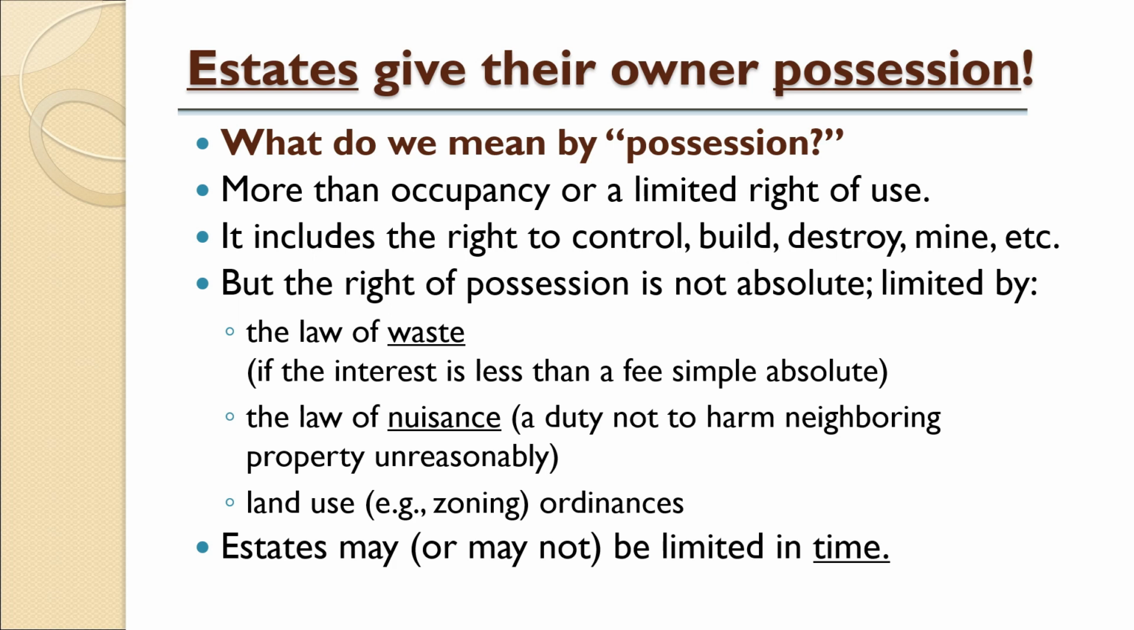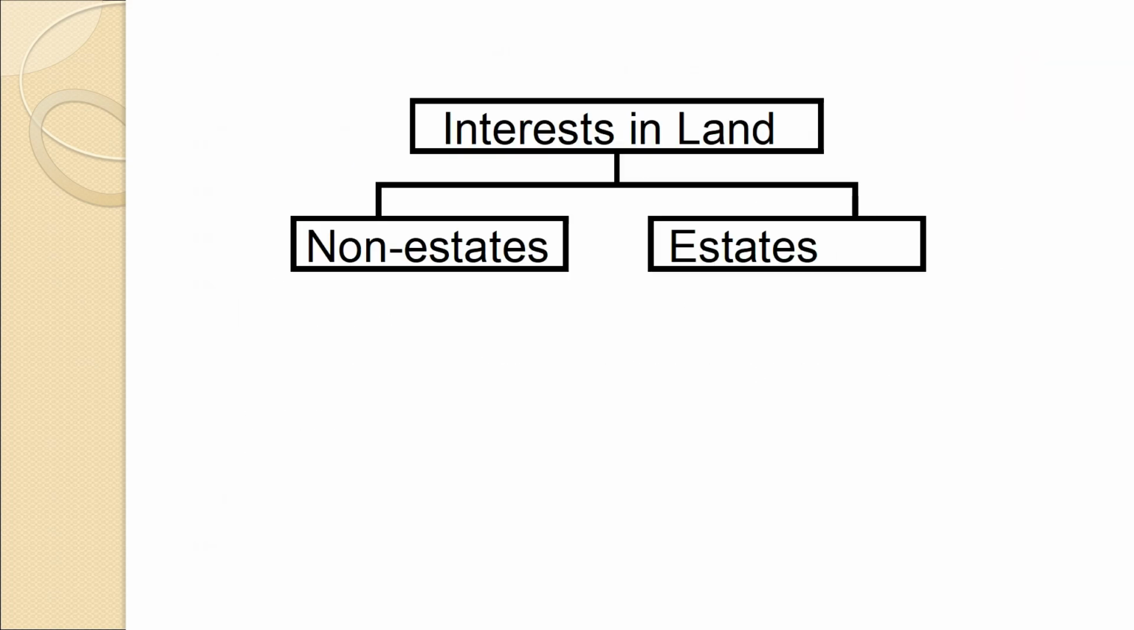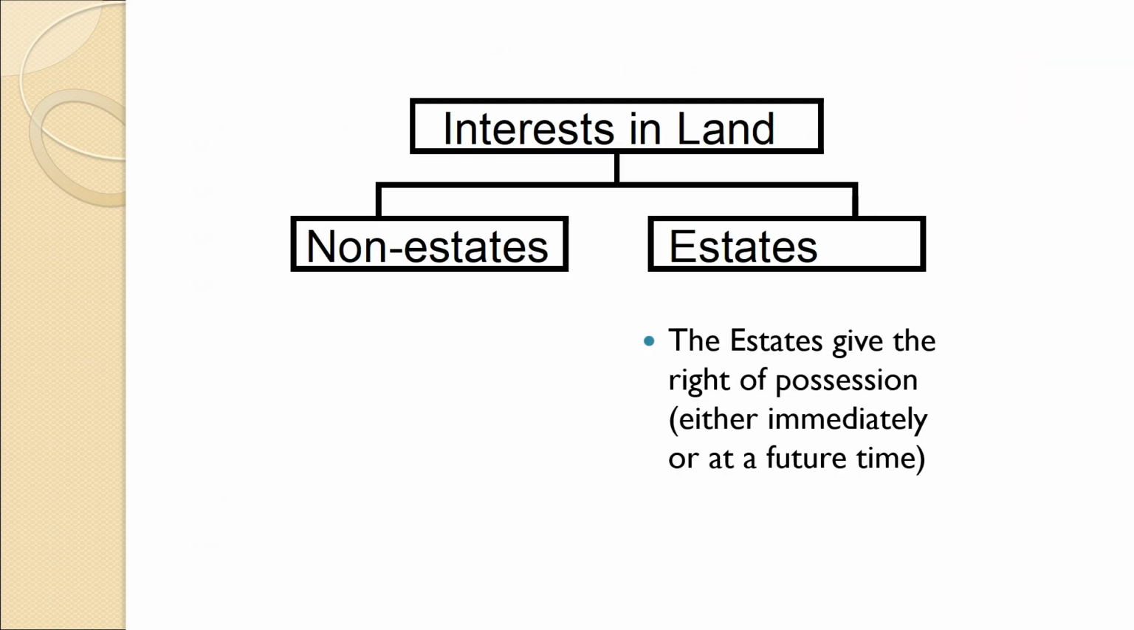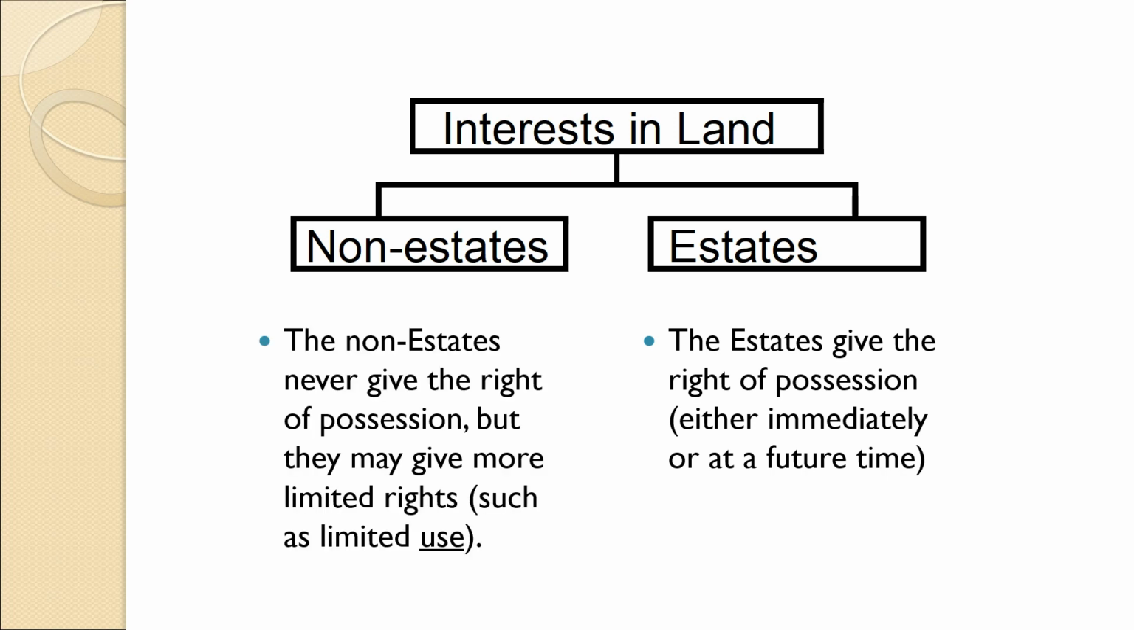Now remember, estates may or may not be limited in time. An estate might be forever, or it might be for a shorter period, or indeed might be for any period in between. Now to summarize then, an estate gives the right of possession either immediately or at some future time. The non-estates, on the other hand, which we're about to cover, never give the right of possession, but they may give more limited rights, such as a limited right of use.